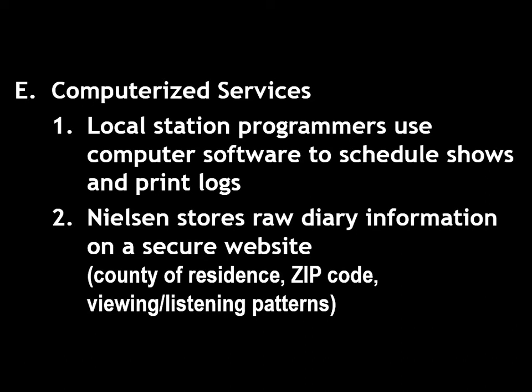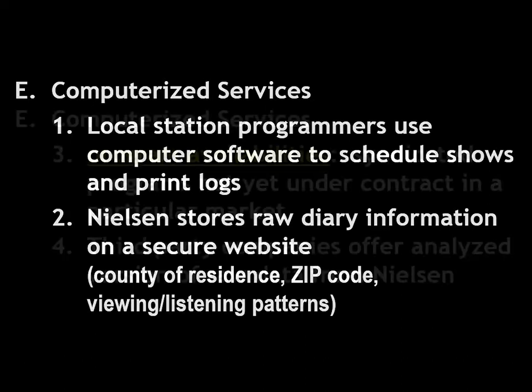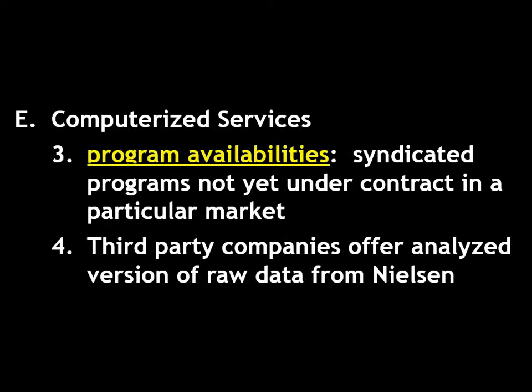Nielsen stores raw diary information on a secure website and listed by all sorts of different values as indicated on your screen as examples. Program availabilities, syndicated programs not yet under contract in a particular market. So when programmers are looking to fill time with certain types of programming, they could see what programs are available to go under contract and consider those shows for their particular station.